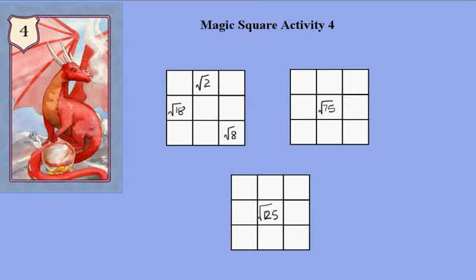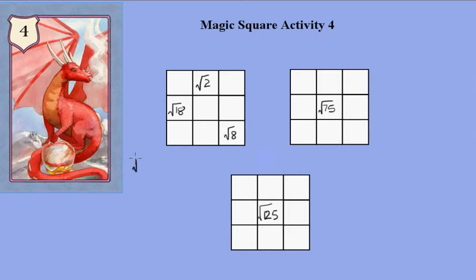Magic Square Activity 4. Now this is a harder one. We have to find the magic squares with these square roots. It's probably an activity more suitable for lower secondary than primary school. First of all, we'll need to work out what the square root of 8 is.